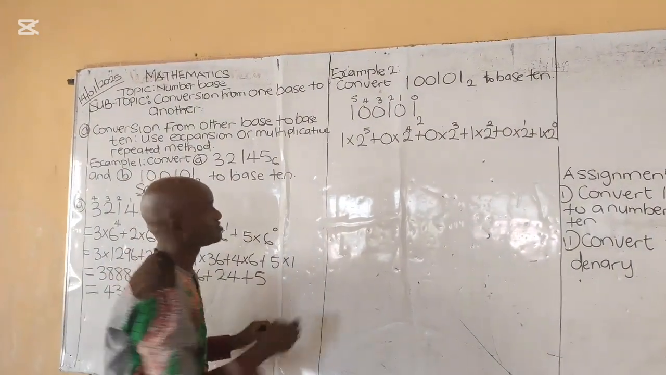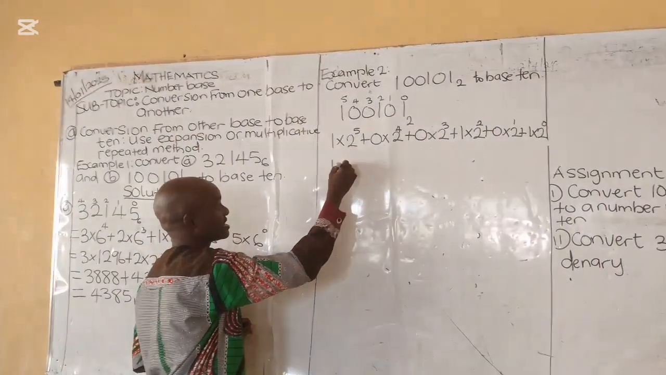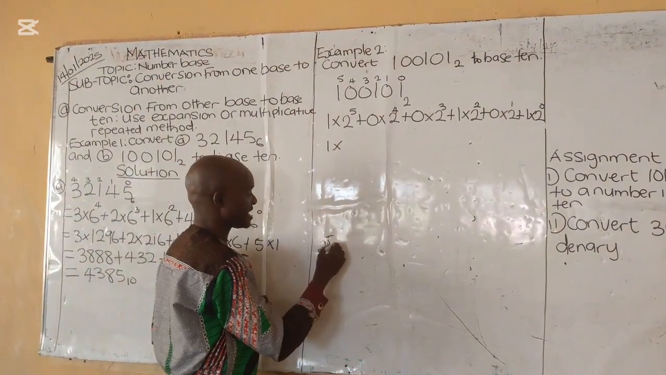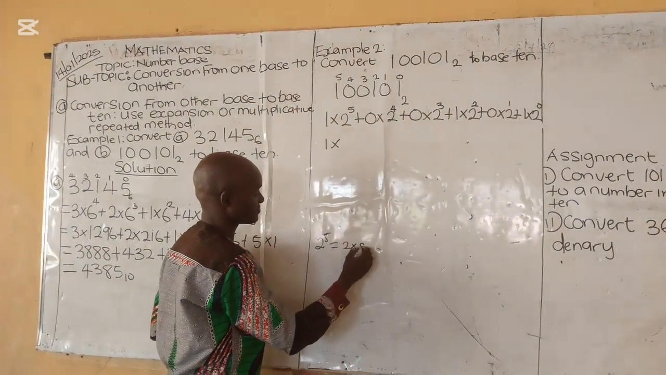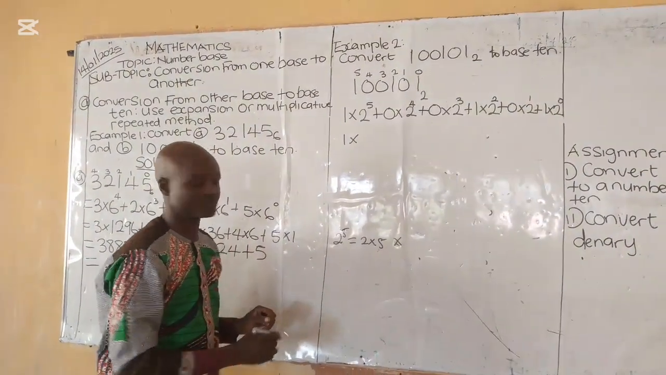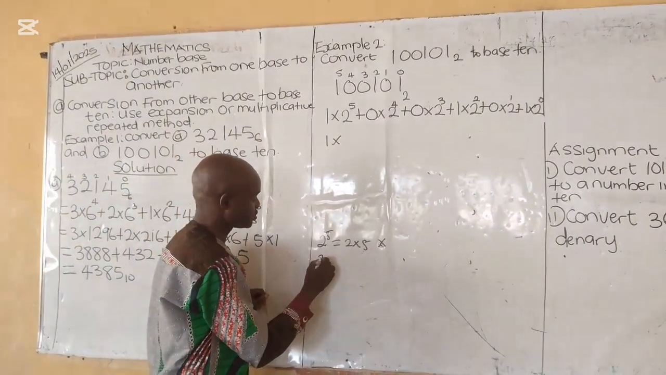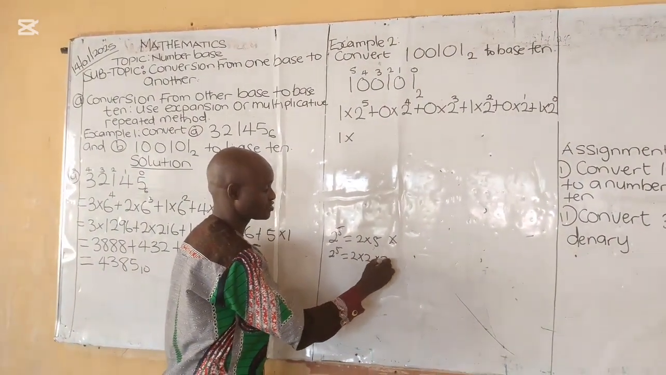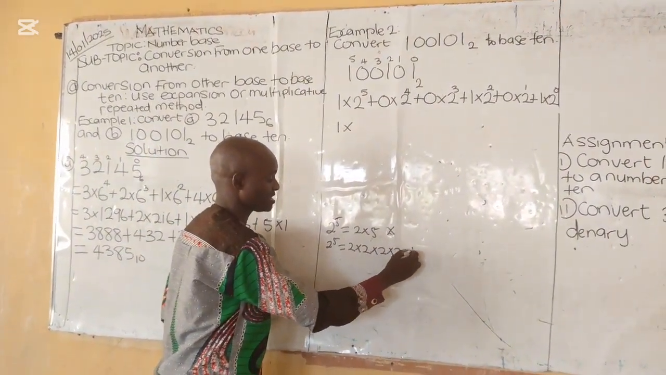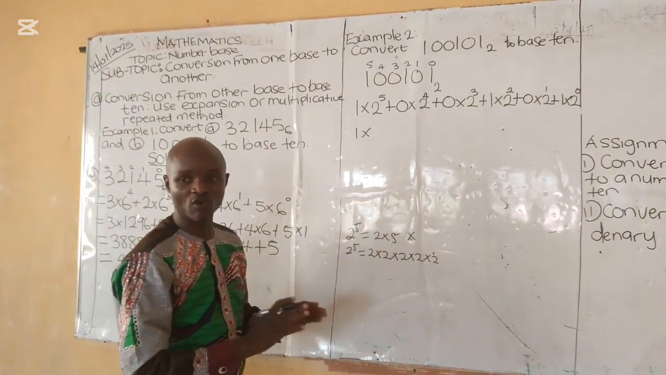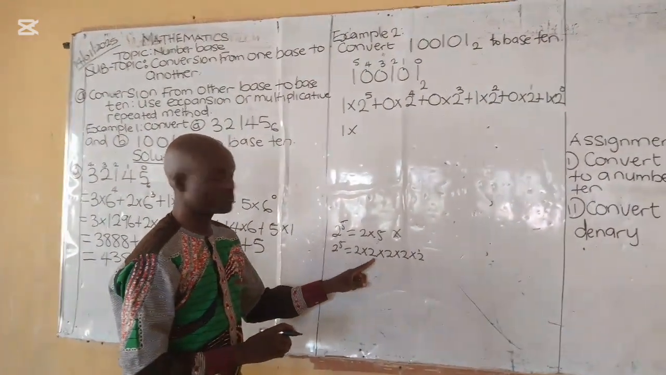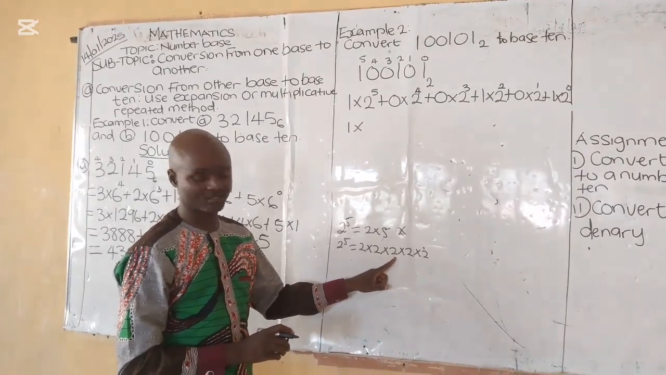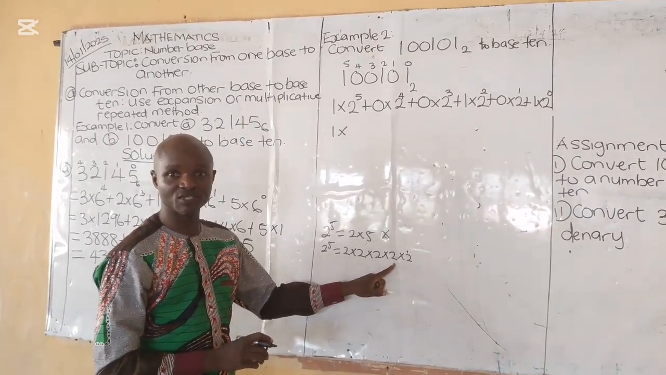There we go. Never say 2 raised to the power 5 is equal to 2 times 5. It's wrong. It's an error. Rather you say 2 raised to the power 5 is equal to 2 times 2 times 2 times 2 times 2. You go one after the other. 2 times 2 will give you 4. 4 times 2 will give you 8. 8 times 2 will give you 16.